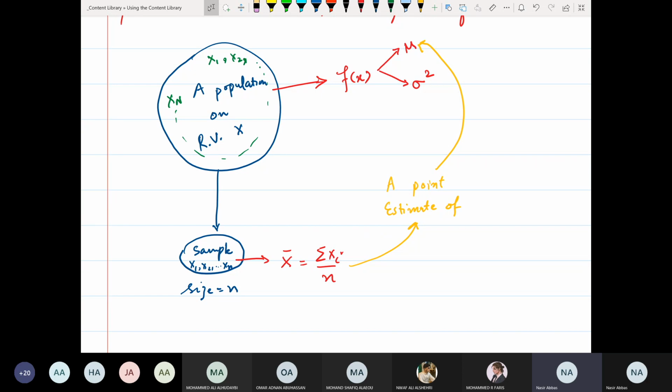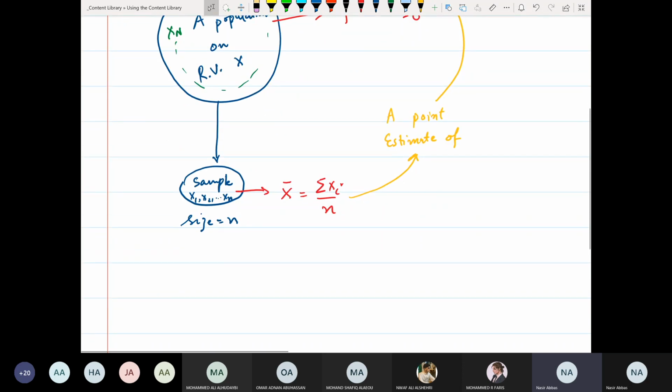The answer lies in the sampling distribution of x bar, chapter 7. How is x bar distributed? The distribution of x bar is normal, either exactly or approximately, with mean mu and variance sigma square over n. That means the standard deviation is sigma over square root of n.